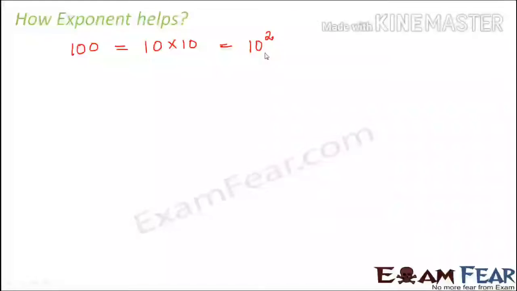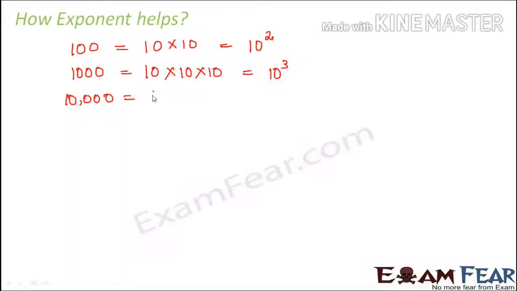Now you might say that writing 10 into 10 and 10 to the power 2 are both equally convenient, so why do we need the power? Well, in this case, it might sound like the concept of power didn't bring much difference. But as you move on to bigger numbers, for example 1000, it becomes 10 into 10 into 10. So 1000 is 10 to the power 3. If you talk about 10,000, that becomes 10 into 10 into 10 into 10, that is 10 to the power 4.